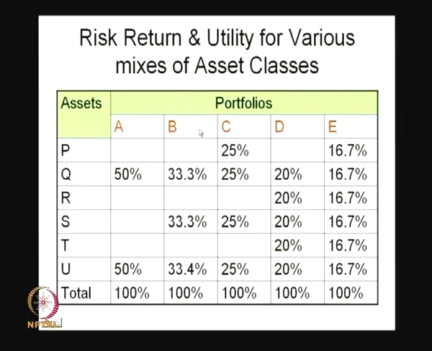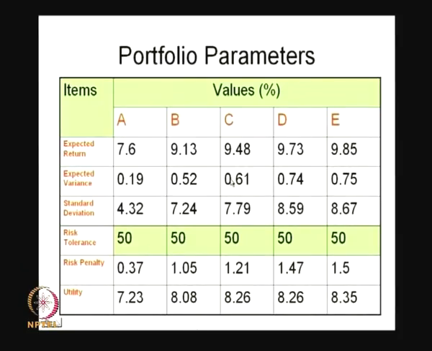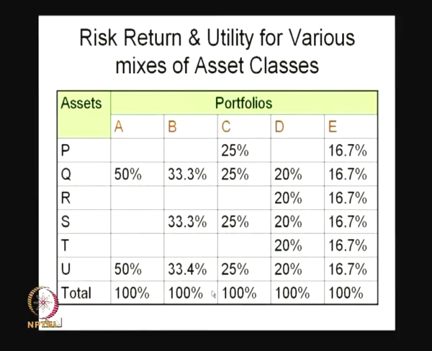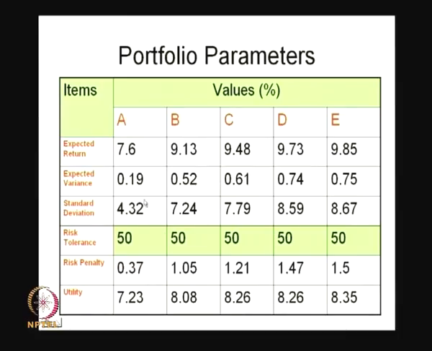For example, once this data has been given to you for the different assets, and how the allocation has been made, if you go to the next table, we are assuming that this particular investor's risk tolerance limit is 50. The investor's risk tolerance limit is 50. Using the same portfolio data from the previous slide, we have calculated the expected return of the portfolio, the expected risk of this portfolio, all in percentage terms, and the standard deviation, then the risk penalty and the utility, etc.